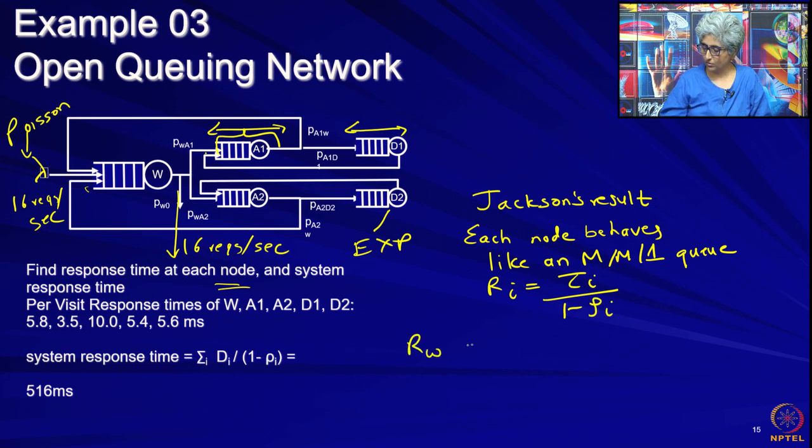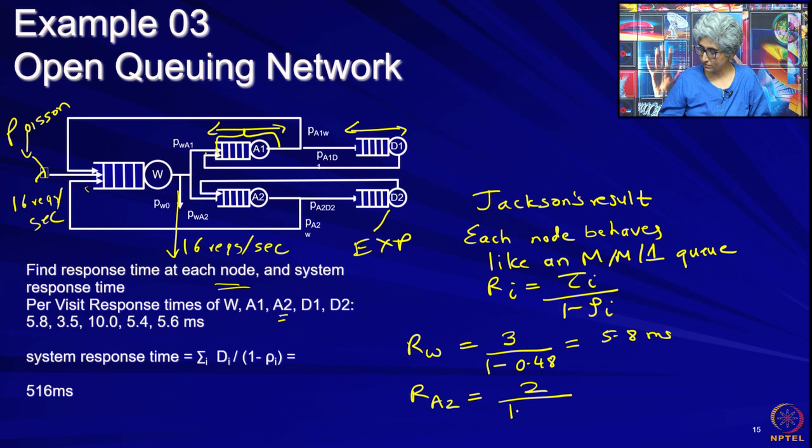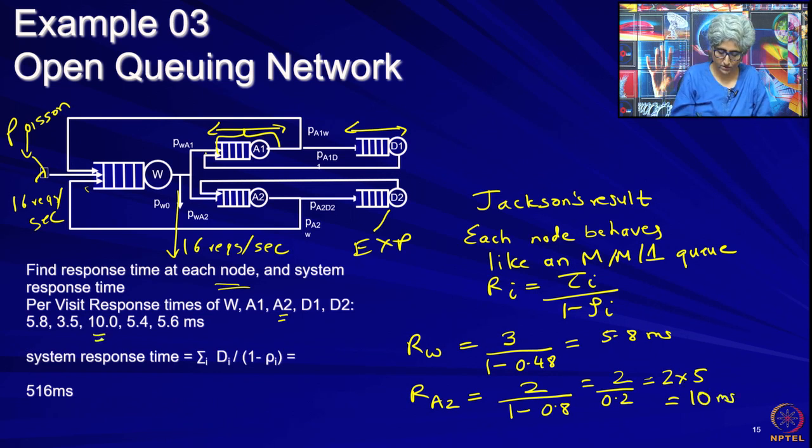So for example, R W is going to be tau, which is 3 milliseconds, divided by 1 minus 0.48, and this turns out to be 5.8 milliseconds. We can find R A2, since it is the bottleneck. Tau is 2, the utilization was 0.8, so this is 2 divided by 1 minus 0.8, which is 2 divided by 0.2, equal to 2 multiplied by 5, that is 10 milliseconds. Similarly, we can find A1, D1, D2 by plugging in these values, and this is the set of per visit response times you get.